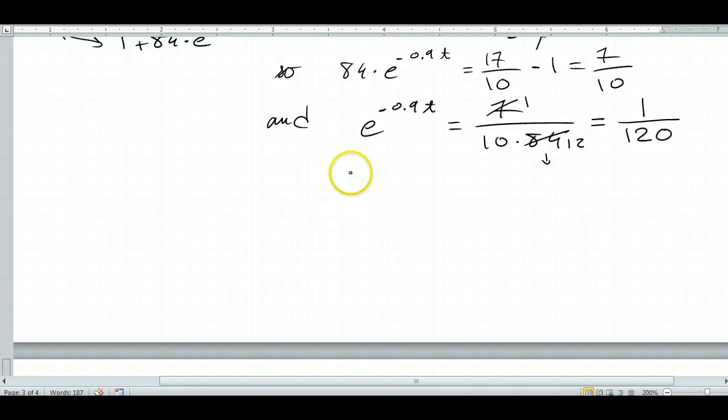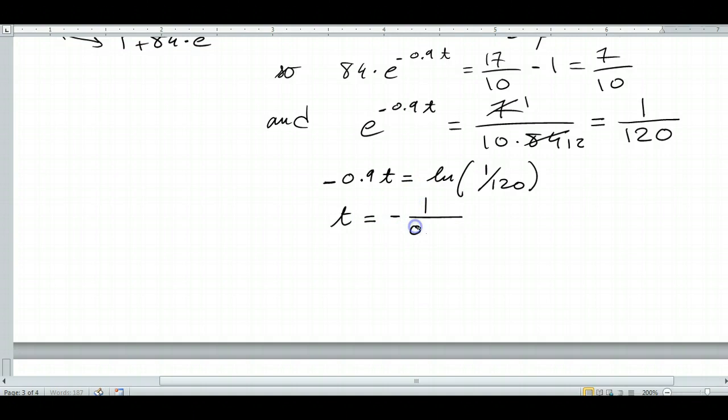So let's take the log form of it. 0.09t equals ln of 1 over 120, and so you divide by 0.09, right? So t equals negative 1 over 0.09 times ln of 1 over 120.